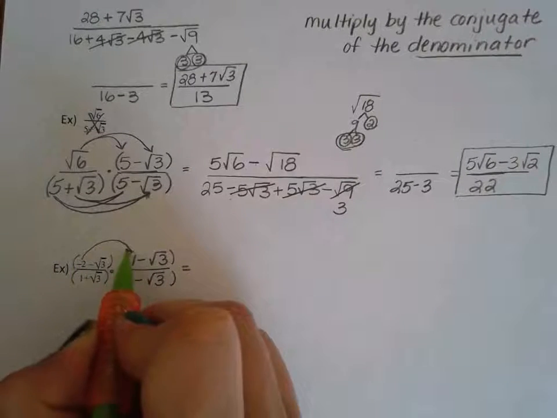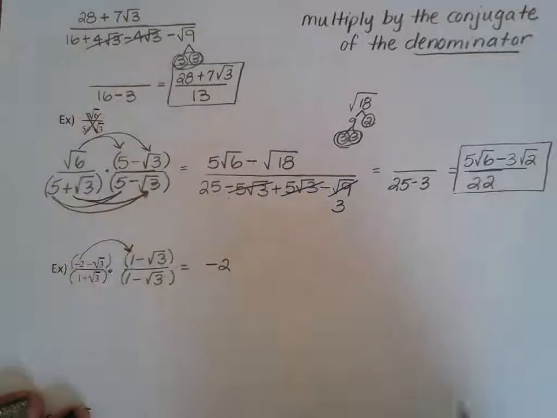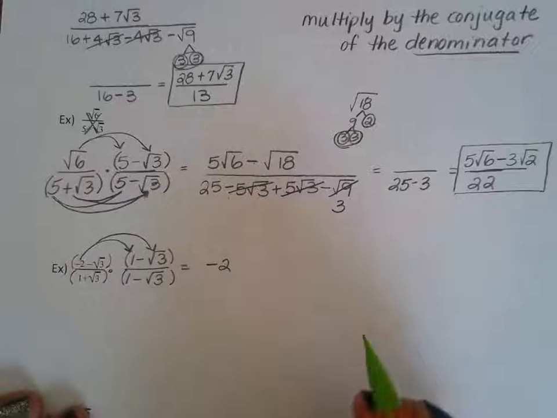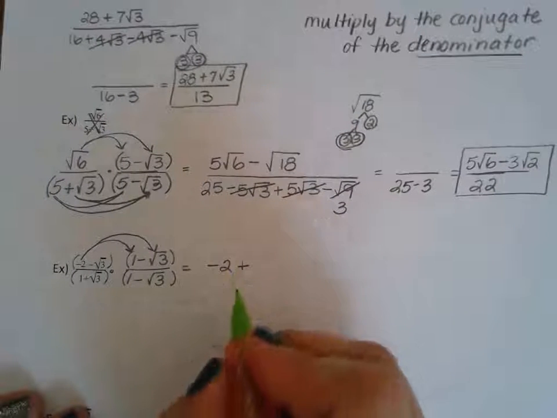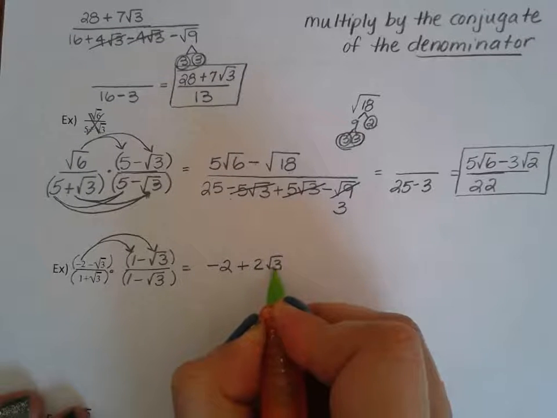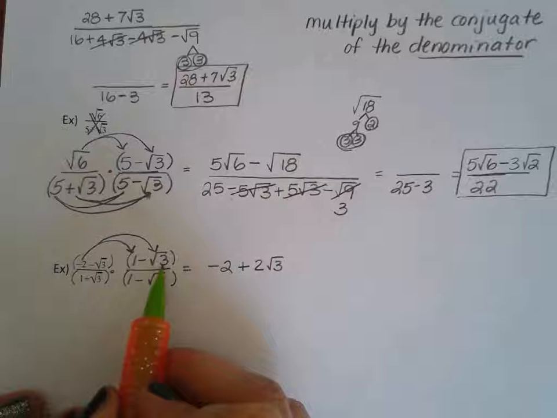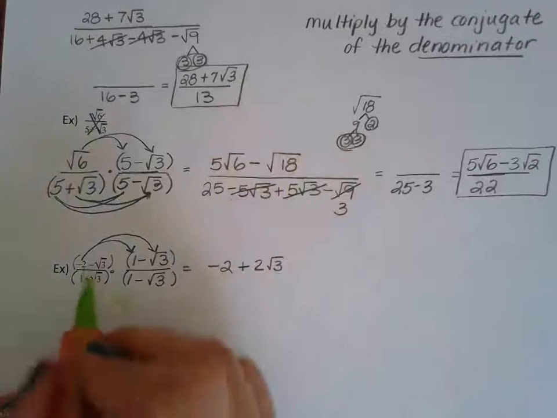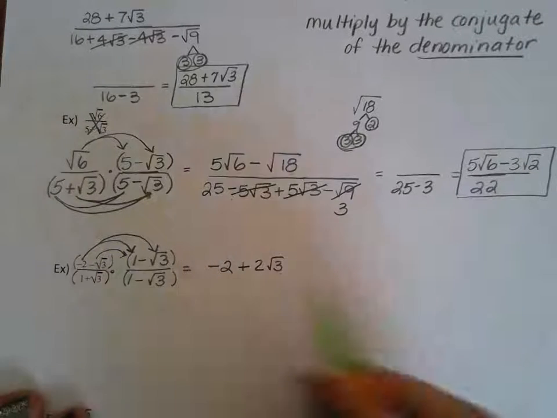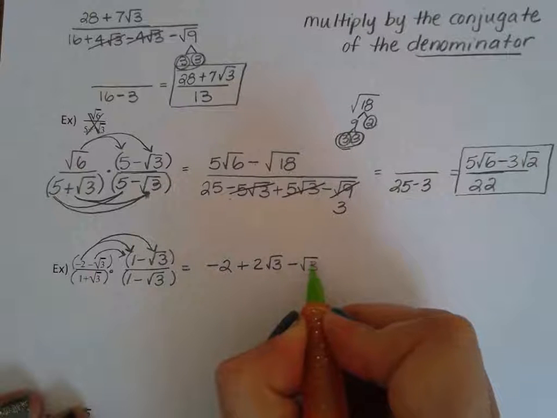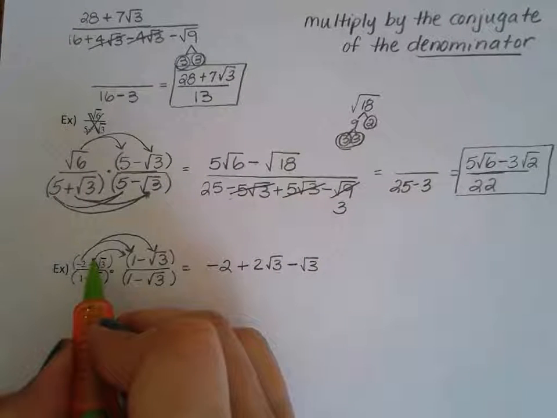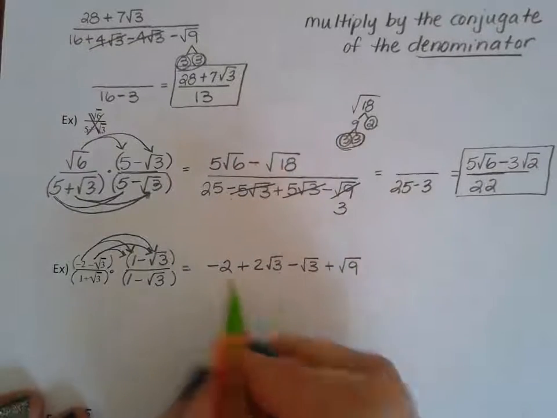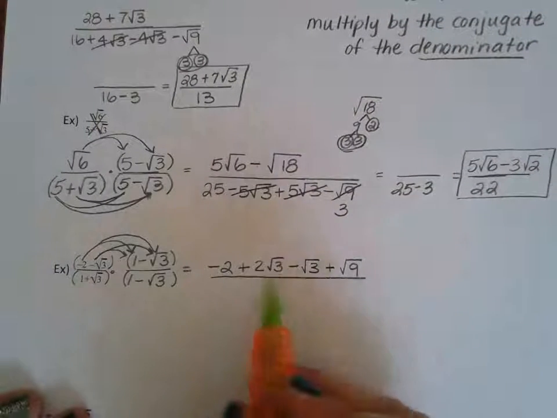So negative 2 times 1 is negative 2. Negative 2 times negative root 3 is positive 2 root 3. Remember, this is an outside number. This is an inside the radical number. So we can't multiply those. It just gets written like this. Okay, now we'll do this one. Negative root 3 times 1 is negative root 3. Negative root 3 times negative root 3 is positive root 9. Draw a line. We'll take care of this in a little bit.